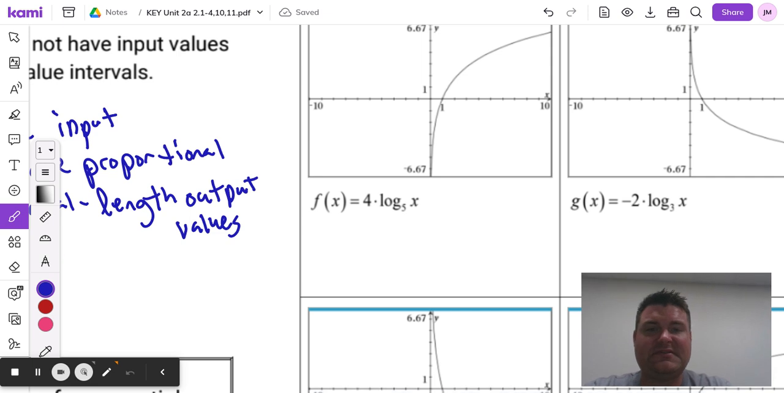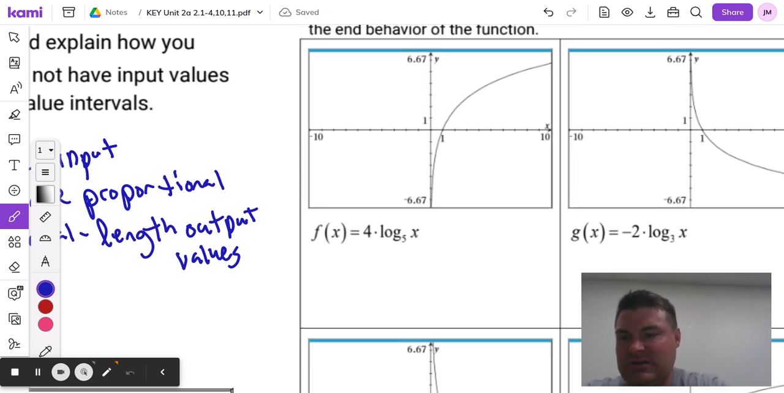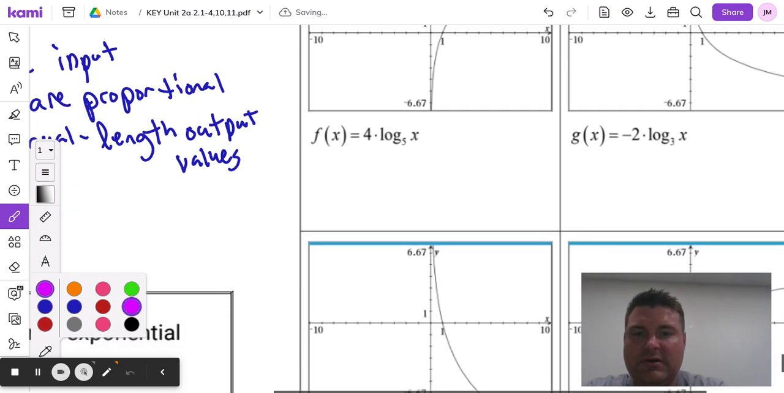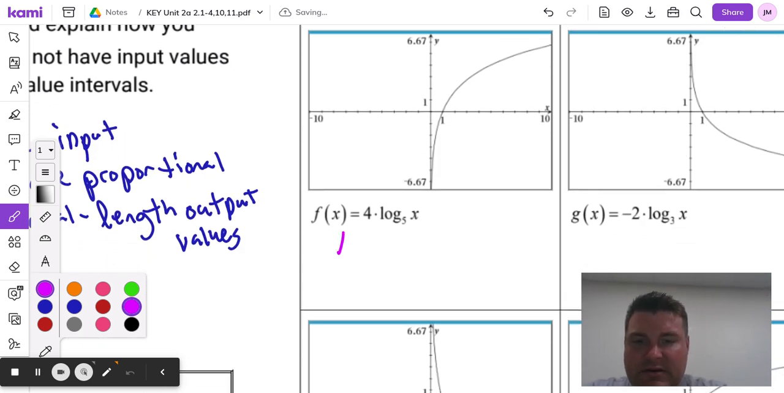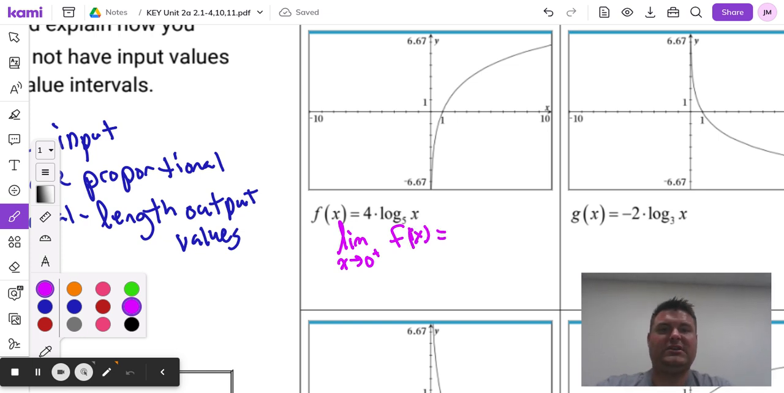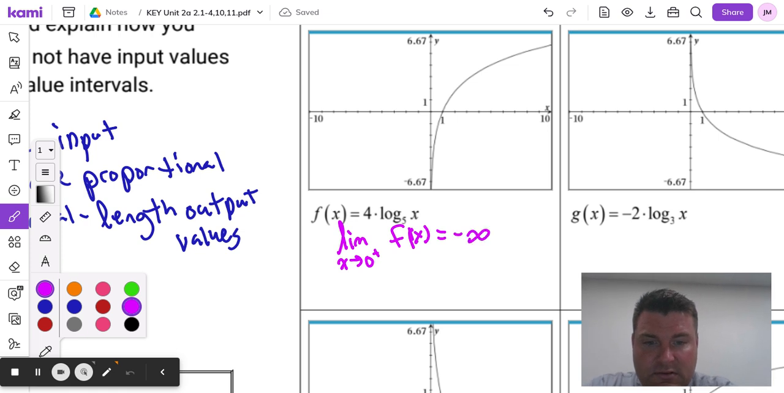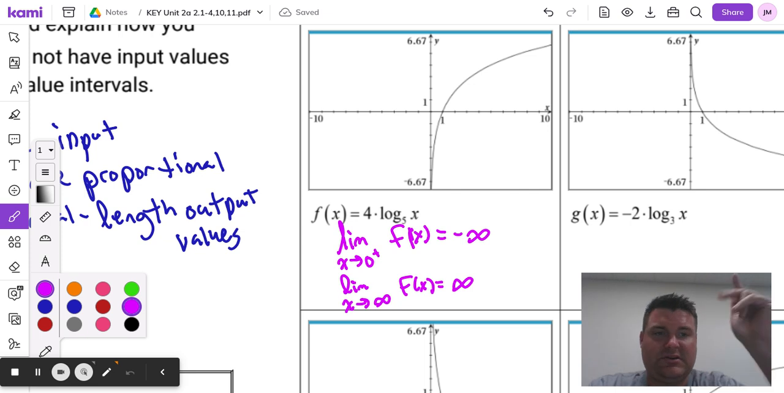So here they're just examples of graphs. All I'm going to do is just look at the graph and write down the limit notation. I'll do that in purple. Okay, so for this first one right here, the limit as x approaches 0 from the right of f of x, it's approaching the vertical asymptote downwards, so it's going to be negative infinity. If I'm looking at the right end behavior for logs, it goes to infinity. So this is going to equal infinity because it's going up forever.